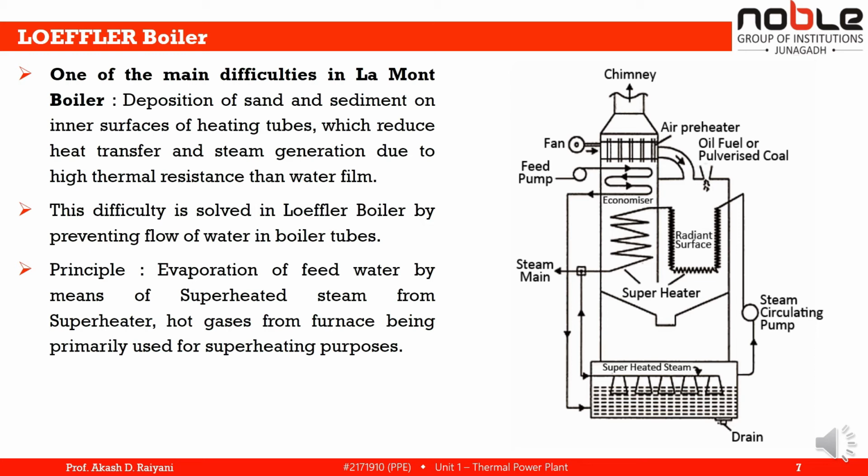You can see from the schematic diagram here the main components of this boiler, which are fan, air preheater, feed pump, economizer, convective superheater, radiant superheater, steam circulating pump, and lastly the evaporating drum. Figure shows the arrangement of this plant. Feed water which is coming from the feed tank is supplied to the economizer by means of the feed pump.